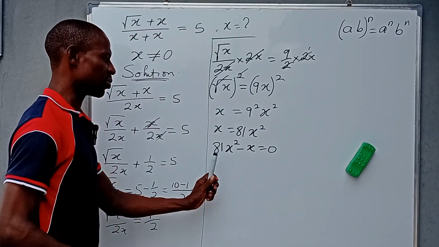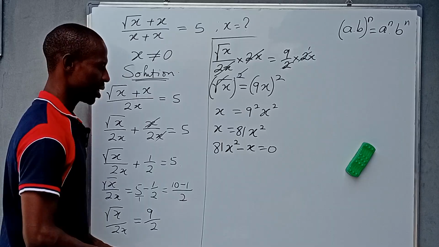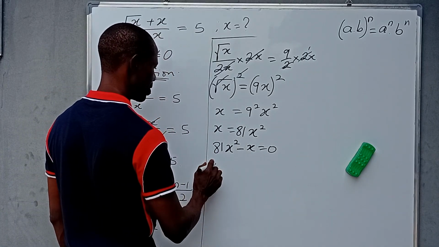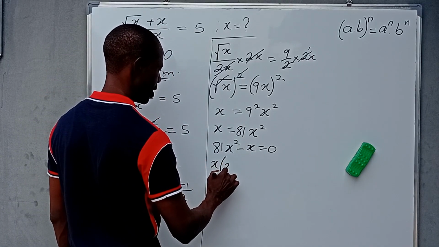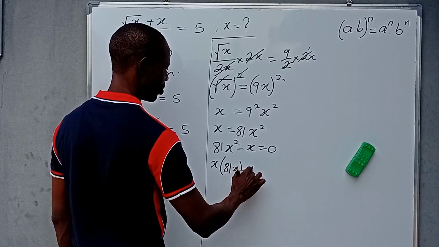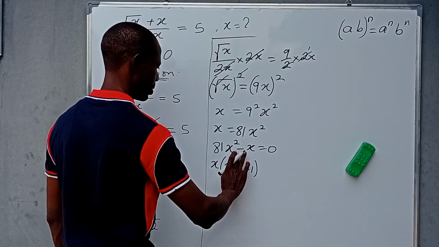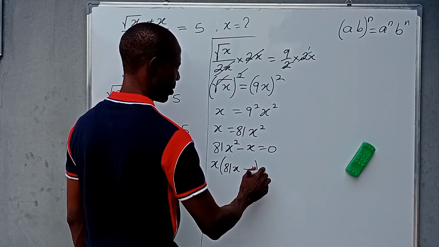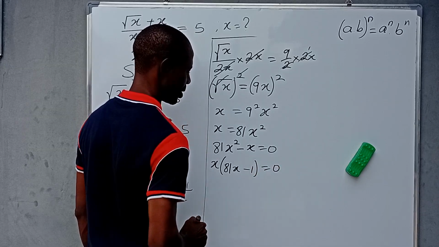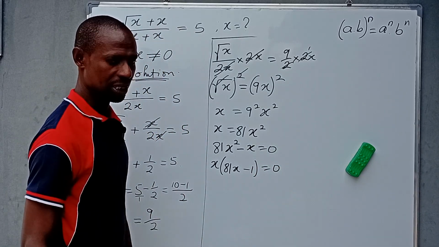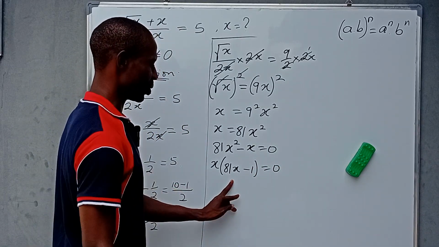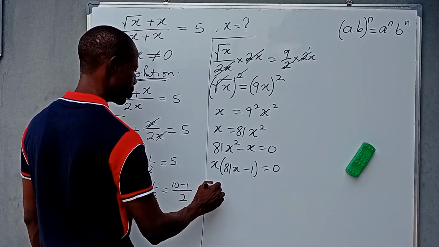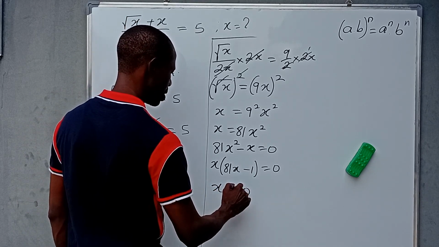So it is at this point we have to factor out x from the system. So if we factor out x, this is going to give us x times (81x minus 1) equal to 0. We need to put this bracket here. So applying the zero property, we equate this to 0 and we equate this to 0. So our x1 is equal to 0.